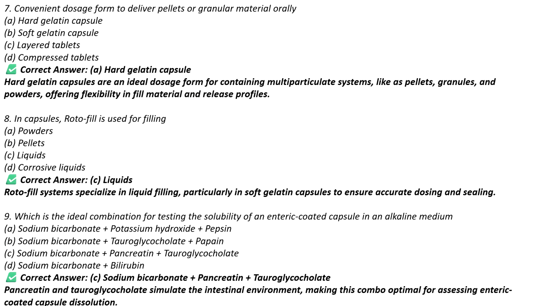Moving on to the next question. A convenient dosage form to deliver pellets or granular material orally is: hard gelatin capsules, soft gelatin capsules, layer tablets or compressed tablets. Hard gelatin capsules are an ideal dosage form for containing multi-particulate systems such as pellets and granules in powders, which offers high flexibility in filling material and release profiles. So option A, hard gelatin capsule, is the correct answer.